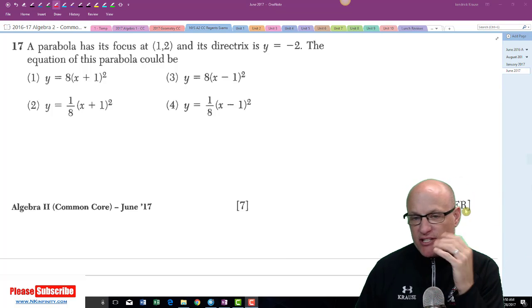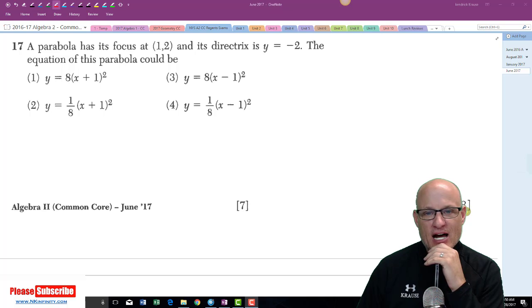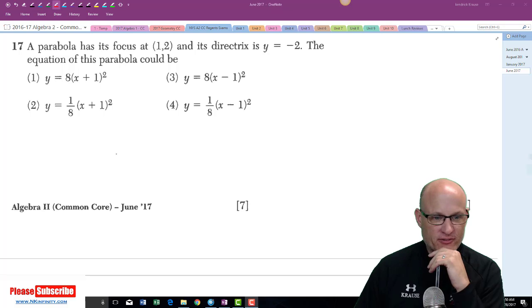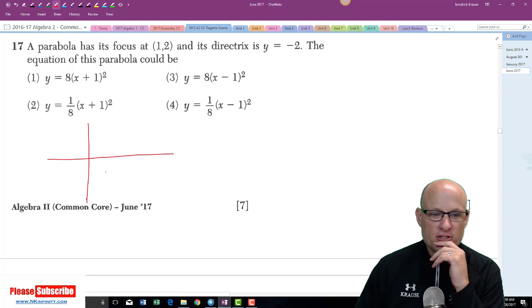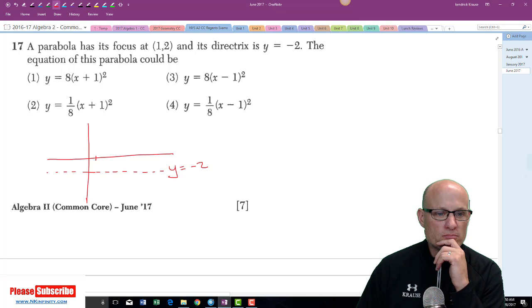So because this is a teaching tool, I'm going to show you a couple things on how to eliminate some choices. First things first, you might as well graph this thing, right? Your directrix is y equals negative 2. Your focus is 1, 2. Well, if that's true, then your vertex is 1, 0.